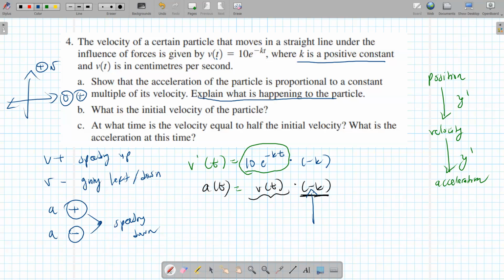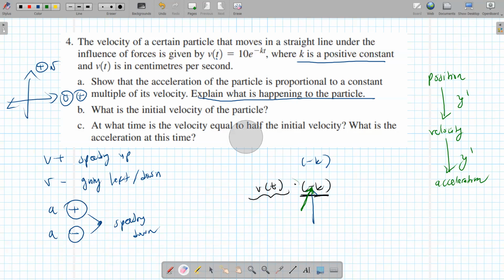Okay? So that's what this means. Explain what is happening to the particle. The fact that the acceleration will always be a negative number. You see this? Because this is an exponential function. This cannot be negative. This means since the acceleration is negative, it's slowing down. And that's it. Cool?